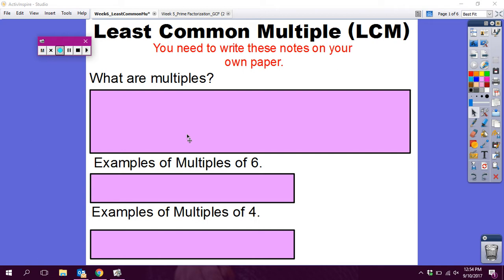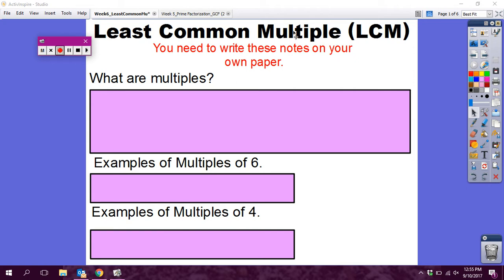So, least common multiple. When you break it down by word, least obviously means the lowest. Common means it's something that two things both share. And then multiple, that one might be a little bit more difficult to explain, so you need to know what a multiple is.